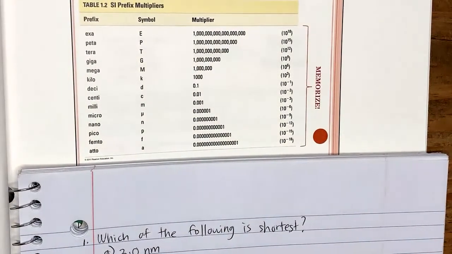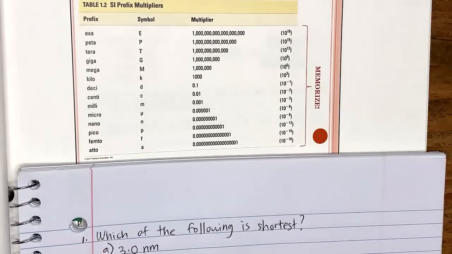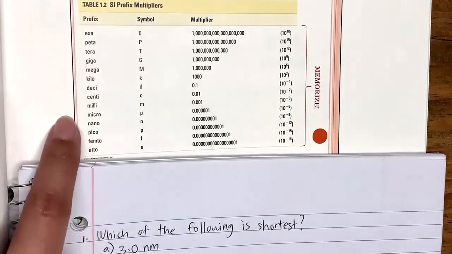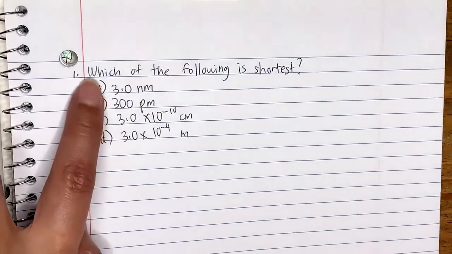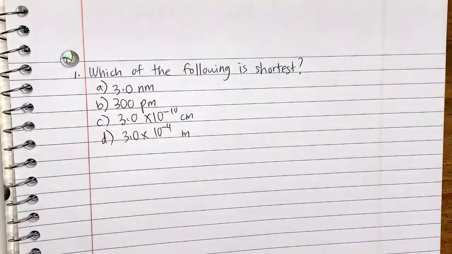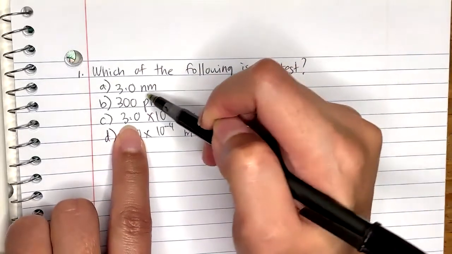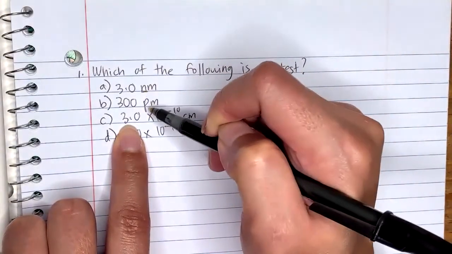Okay, so we want to go ahead and decide which one is shortest. Based on this list that we just had, nano meant 10 to the minus 9. So my best strategy should be to convert everybody to meters, and then I can compare apples and apples. So I'm going to go ahead and change all these guys to just meters.